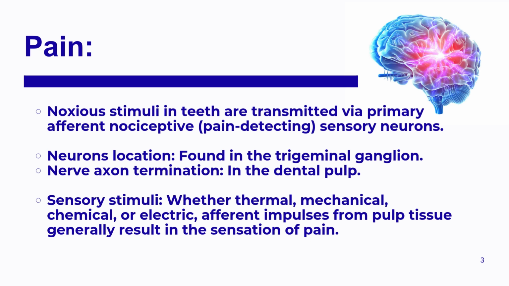So through these neurons, through the nerve fibers, to the trigeminal ganglion. As you can tell, the trigeminal nerve is divided into the ophthalmic, maxillary, and mandibular branches, and through the trigeminal ganglion, these stimuli will be transmitted and felt as pain. So sensory stimuli, whether thermal, mechanical, chemical, or electrical, these afferent impulses from the pulp tissue generally result in pain sensation.